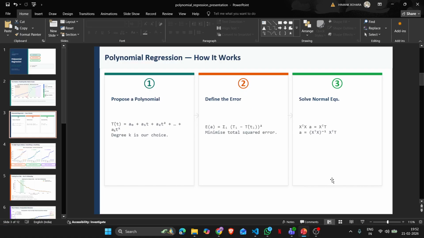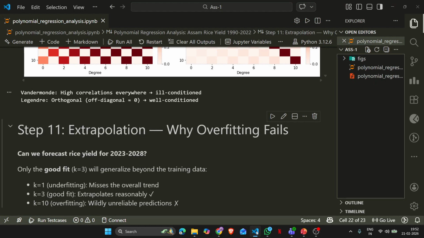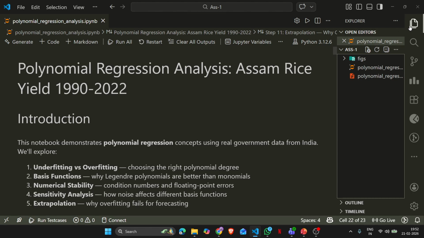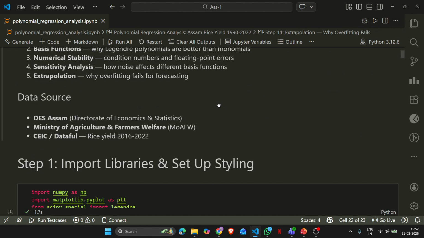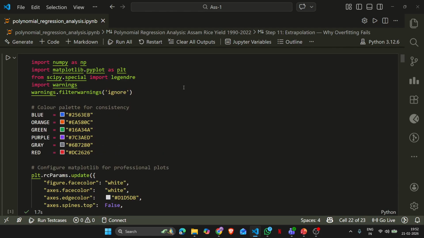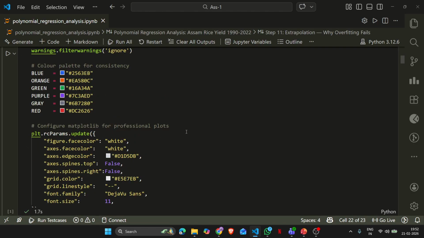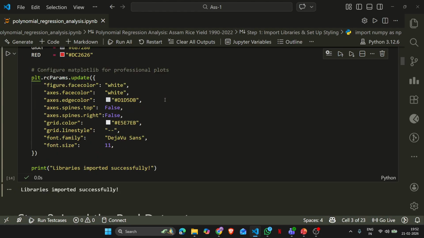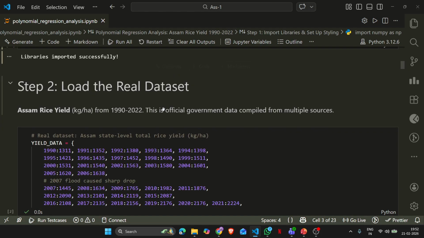So now let's go to the Python code, which I have written for the demonstration of the same. Firstly, we'll import the necessary libraries. For the use of Legendre's polynomial, I'm not writing that, I'm just importing it from the SciPy library. And these are just for the basic configurations for color and matplotlib. So I'll run this. The libraries are imported successfully.